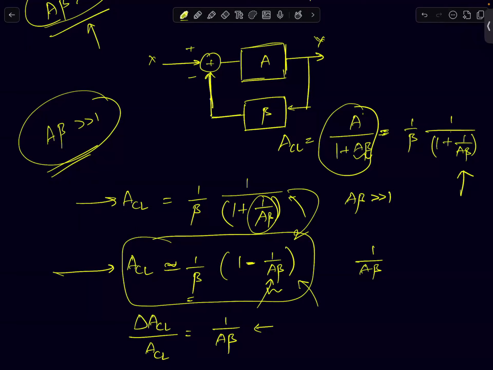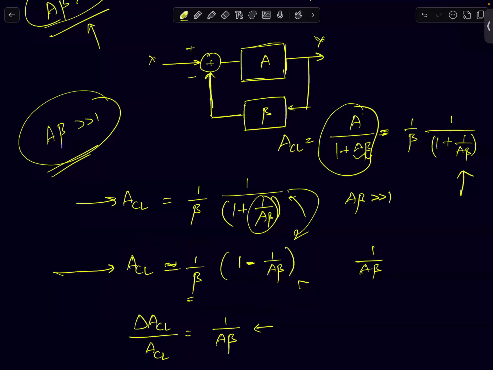Now look at this expression and compare it with open loop gain. Let A1 be the open loop gain of an amplifier. You have designed it to achieve a gain of, say, 100. This is an open loop gain. The variation in this amplifier gain will be 10%. So if you've designed it for a gain of 100, you might expect either 110 or 90. That's something you can expect.